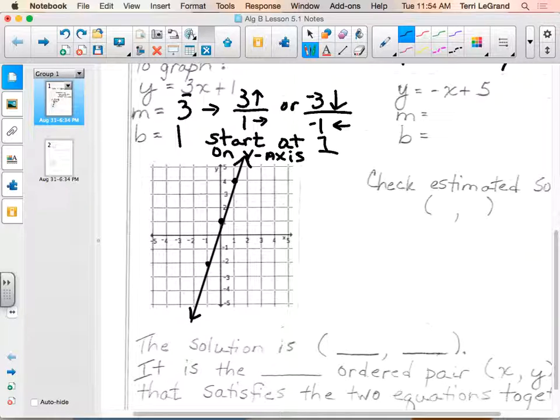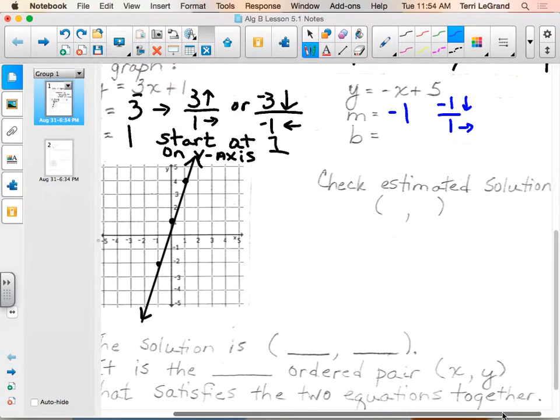Yep, what's the slope for that one? Negative 1. Okay, I like that. It's negative 1. Well, negative 1 means then that I can do what? I can do negative 1 over positive 1, right? So we can go down 1 and right 1.